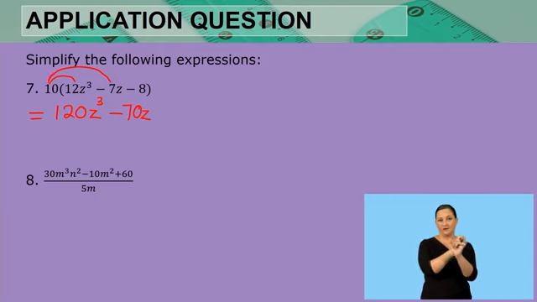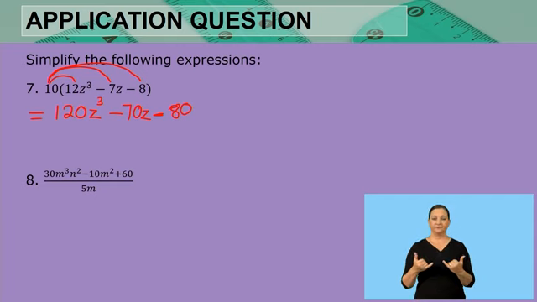And then we are going to say 10 multiplied by 8. Now we are subtracting in there. What is 10 multiplied by 8? That is our 80. And that is our final answer: 120z cubed minus 70z minus 80. Let's look at the next one.